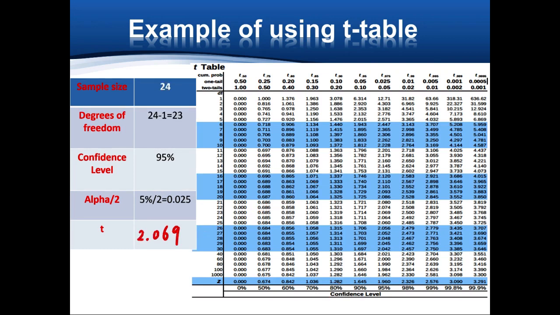Here is another example. If sample size is 24, then degree of freedom is 24 minus 1 equals 23. You look at row 23. If the confidence level is 95%, we look at the column of 95%, and the t-score is 2.069.